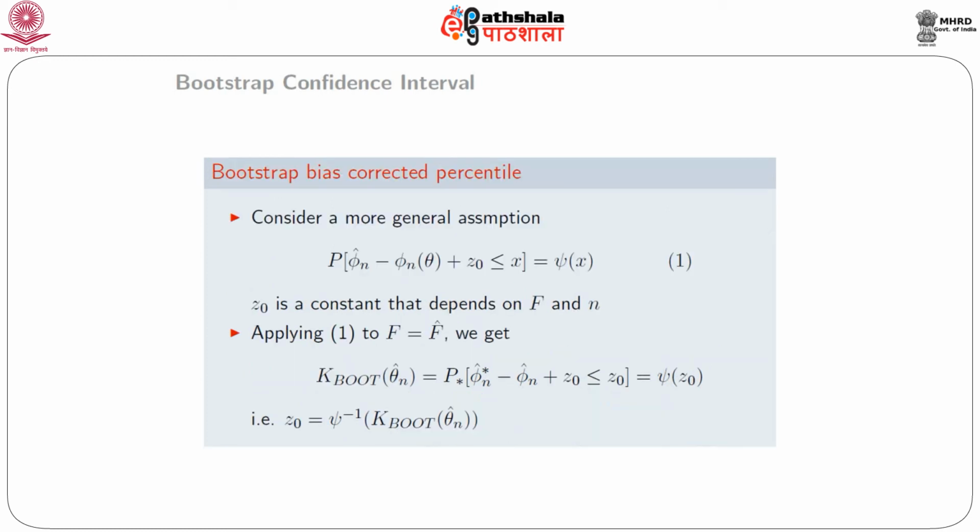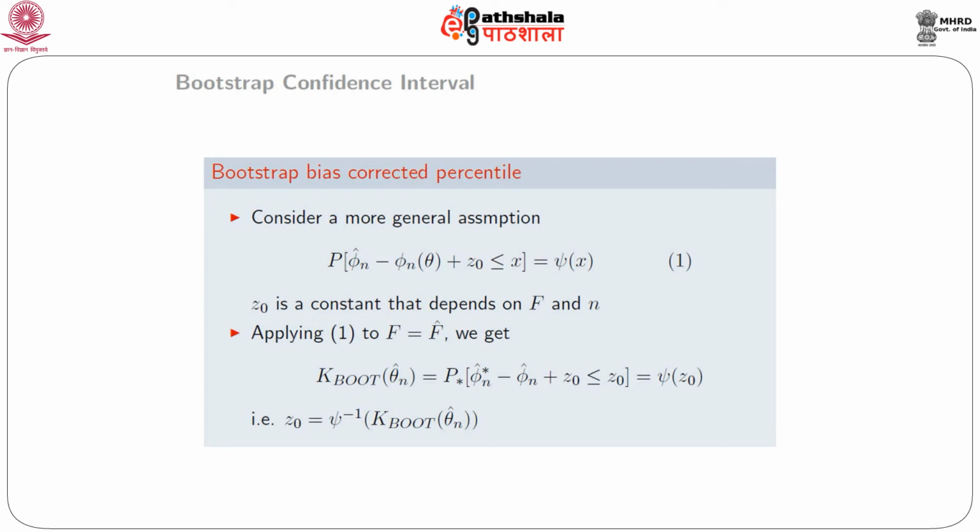So, here the probability of φ_n hat minus φ_n(θ) plus ξ naught being less than or equal to x is ψ(x), where ξ naught is a constant. Now, to adjust for that bias, we can consider a more general assumption, which is the probability of φ_n hat minus φ_n(θ) plus ξ naught less than or equal to x is ψ(x), where ξ naught is a constant that may depend on F and n.